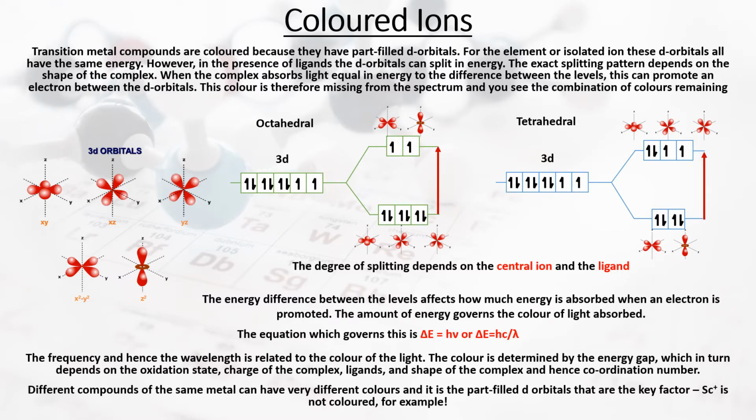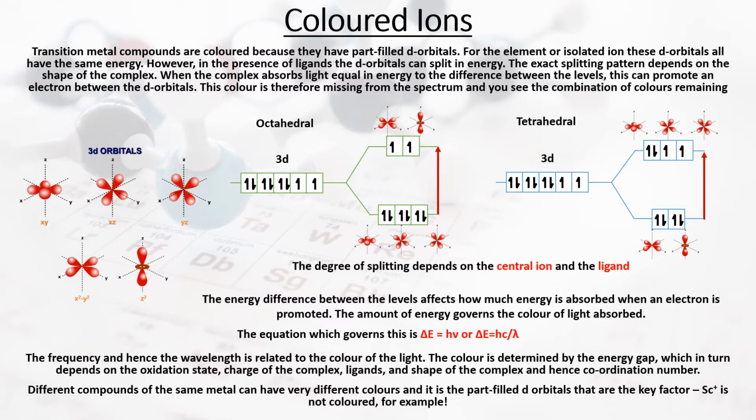Now, the exact splitting pattern depends on the shape of the complex, and you don't need to remember these splitting patterns for A level. It's just to give you a bit more information, hopefully, so you can understand where this all comes from. So when our complex absorbs light that is exactly equal in energy to the difference between the two split levels, this can promote an electron between the d orbitals. So our colour essentially comes from electronic transitions.